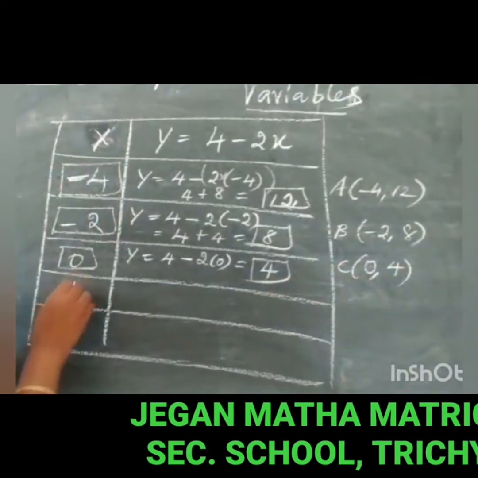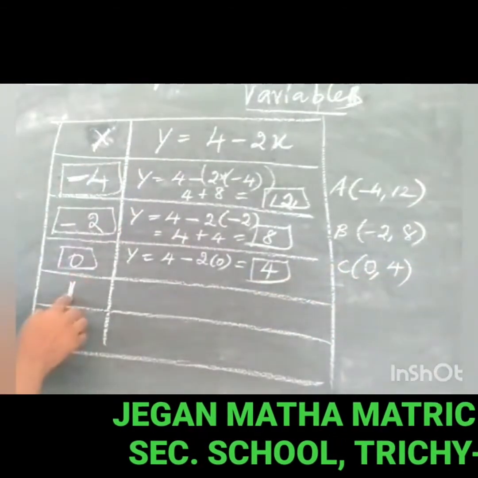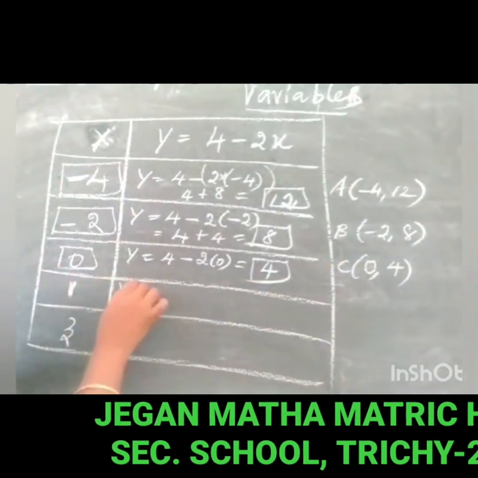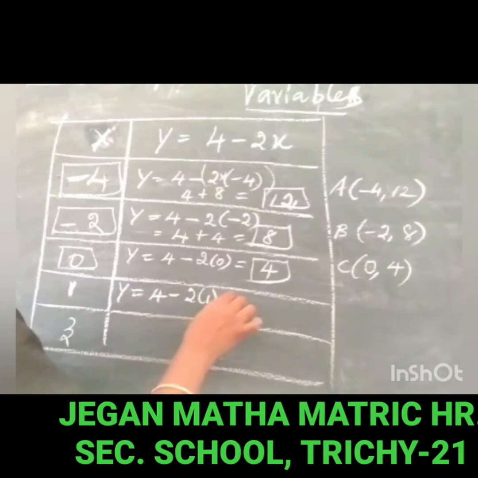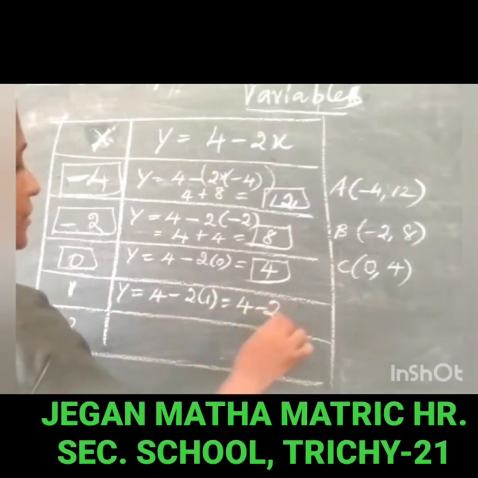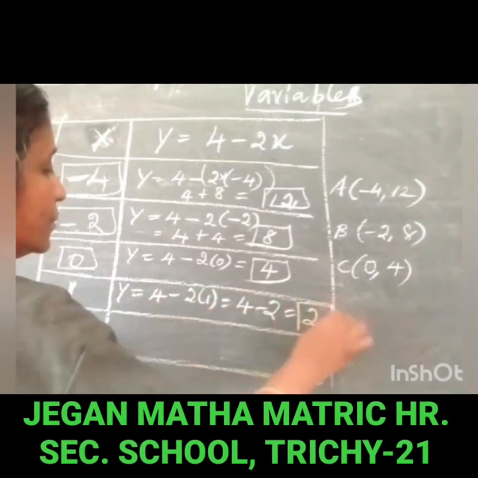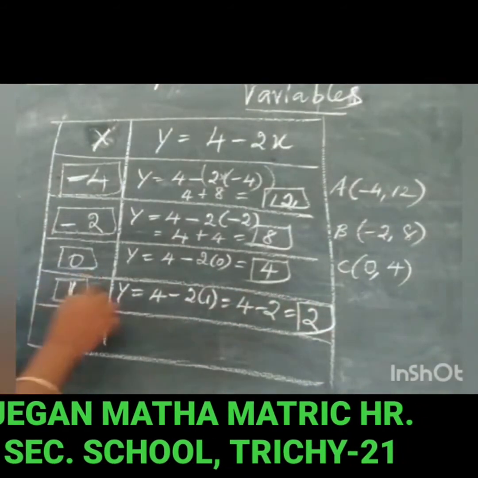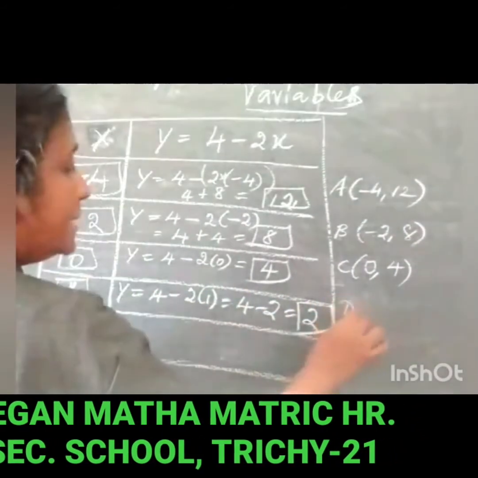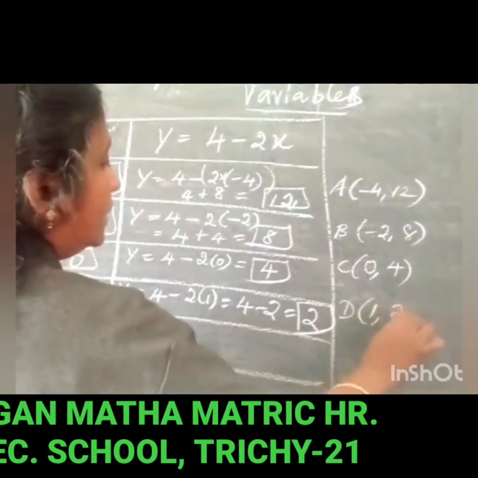Now next, instead of x apply the value 1. y equal to 4 minus 2 into 1, that is 4 minus 2, the value is 2 only. So x value 1, y value 2, point D is 1, 2.